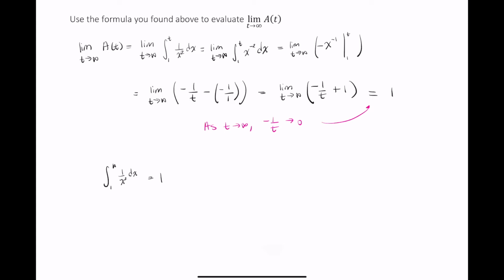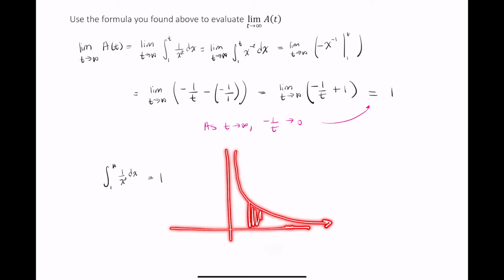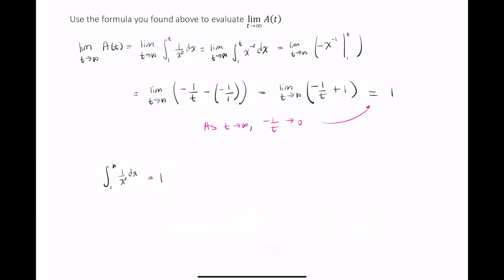So we have, and remember the sketch was like this, at least on the right-hand side of the y-axis. And so what we have is, if this here is 1, this area under this curve going out to infinity is 1. So we have this infinite interval of integration that gives us a finite value. When that occurs, we say this improper integral converges.